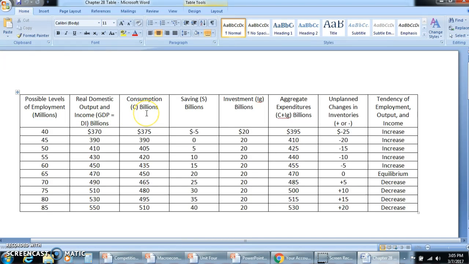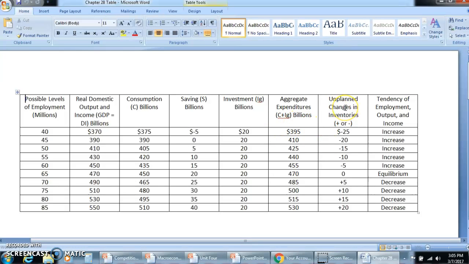Right here we have our consumption. Right here in this column we have our savings. We have investment here. And then we have our aggregate expenditures. Now notice that our aggregate expenditures is basically just combining our consumption, this column right here, with our investment, which is this column right here. And this, of course, is also in billions of dollars.